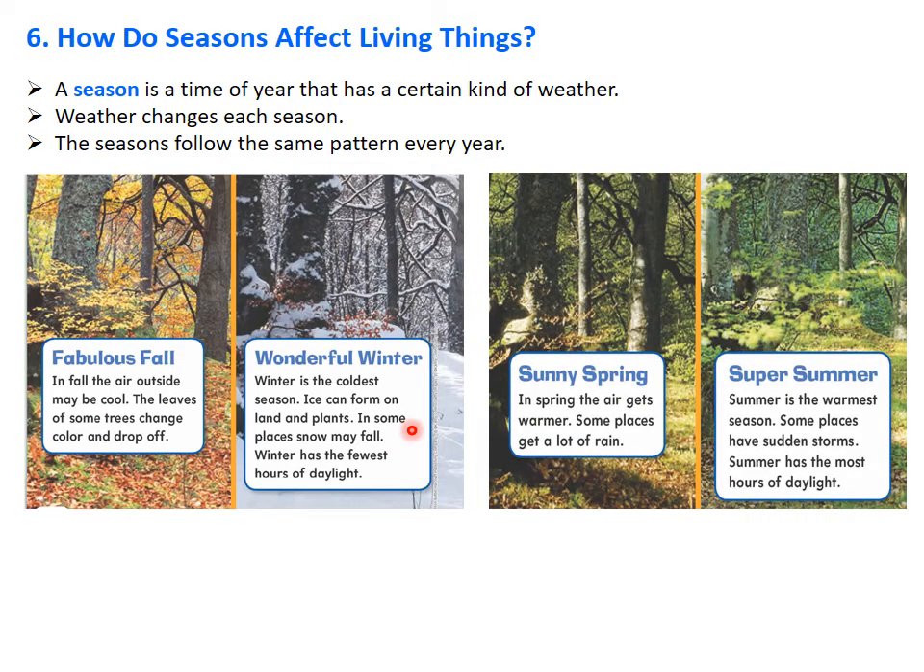Sunny spring. In spring, the air gets warmer and some places get a lot of rain. And finally, super summer. Summer is the warmest season. Some places have sudden storms. We have to know that summer has the most hours of daylight.